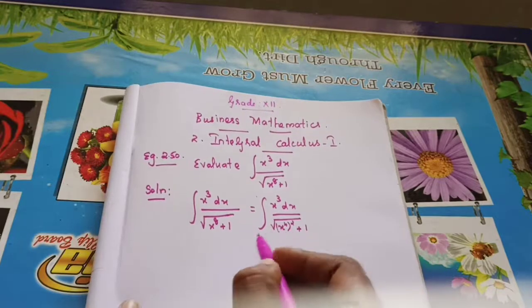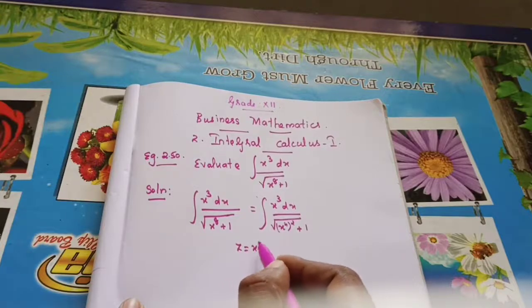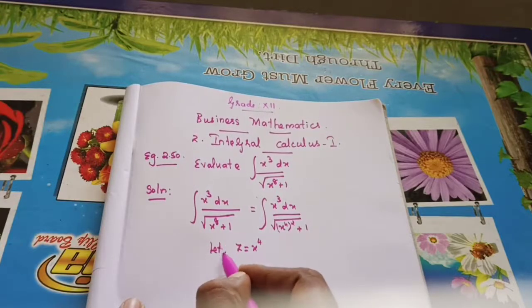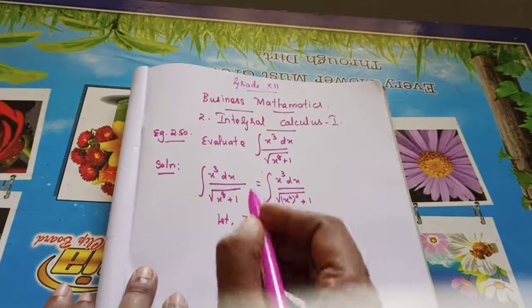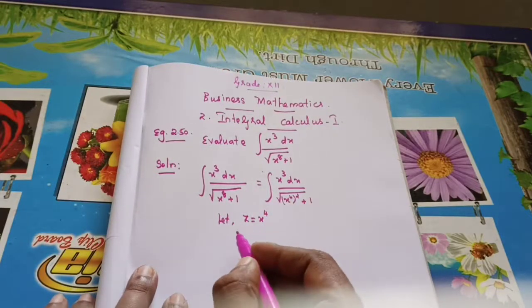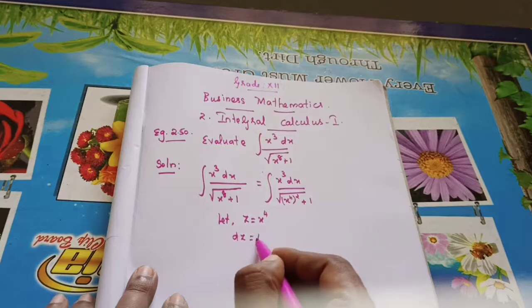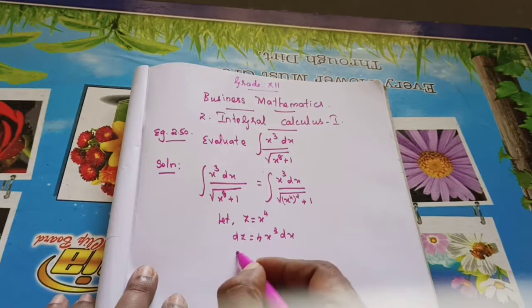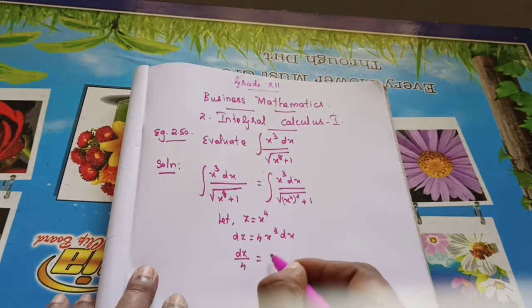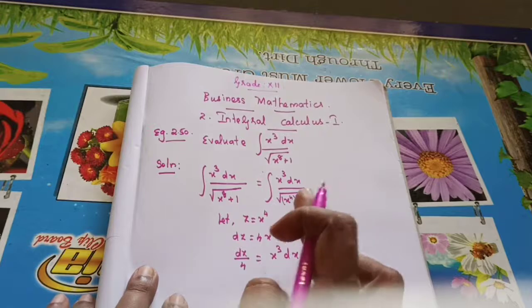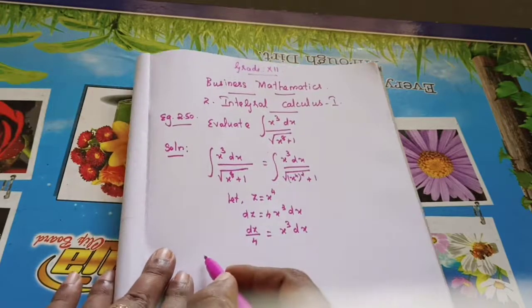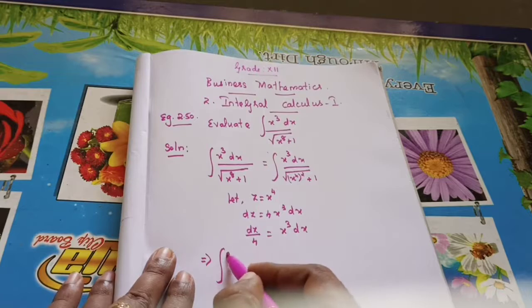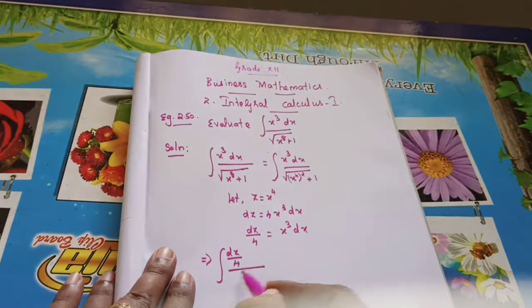Now let us substitute z is equal to x power 4. In the last exercise you learned substitution, is it right? So we are going to use this. z is equal to x power 4, so when you find dz, it is 4x cube dx. From this, dz by 4 is equal to x cube dx. So in the place of the numerator we can substitute this. The integral becomes dz by 4 over square root of z square plus 1.